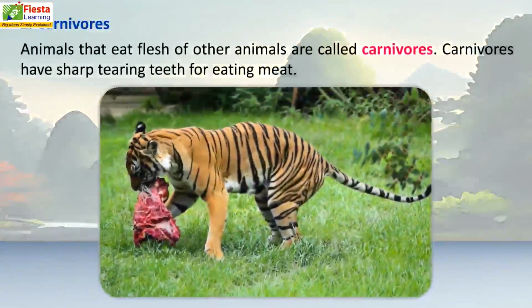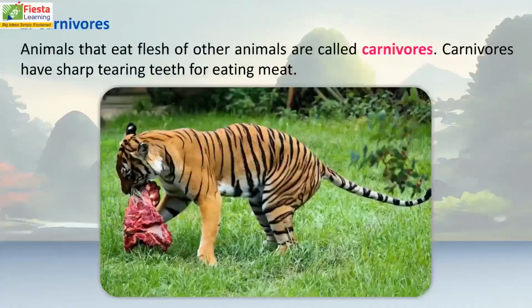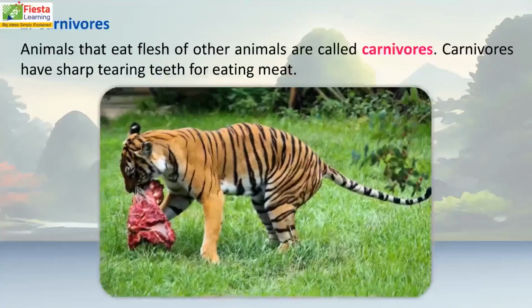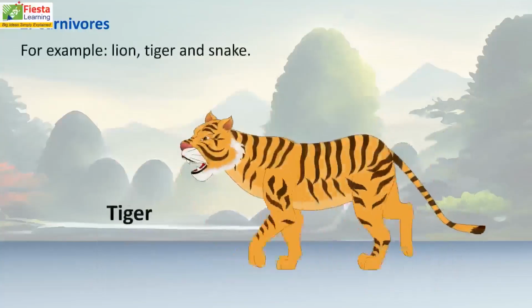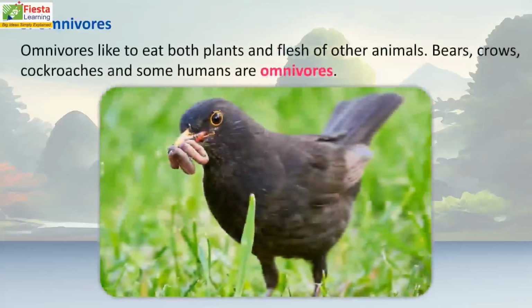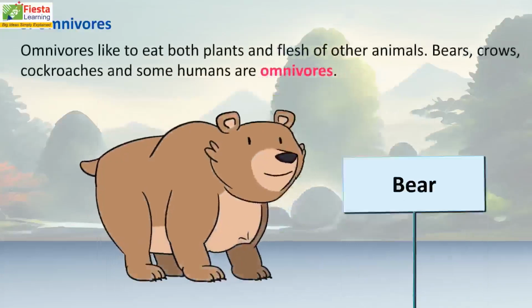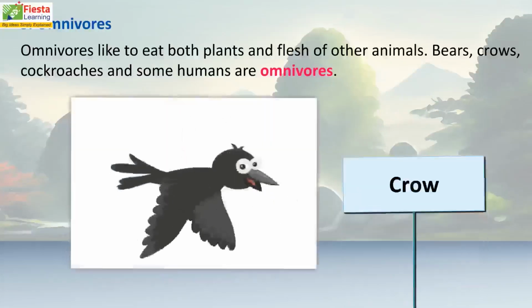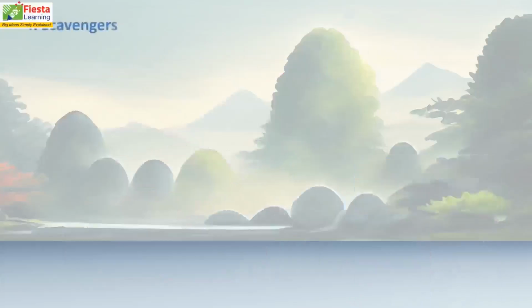2. Carnivores. Animals that eat the flesh of other animals are called carnivores. Carnivores have sharp teeth for eating meat. For example, lion, tiger, and snake. 3. Omnivores. Omnivores like to eat both plants and the flesh of other animals. Bears, crows, cockroaches, and some humans are omnivores.